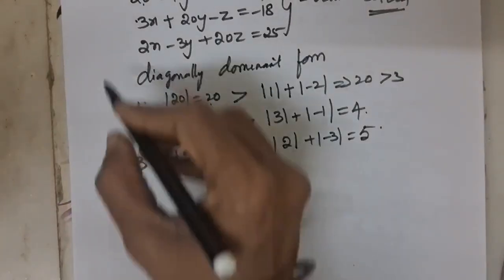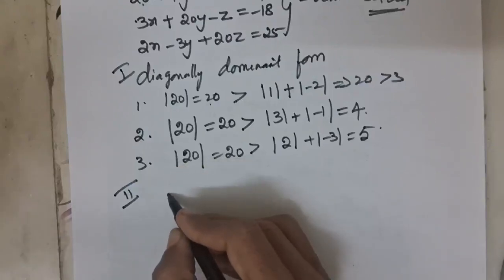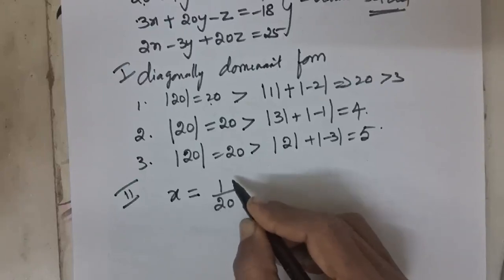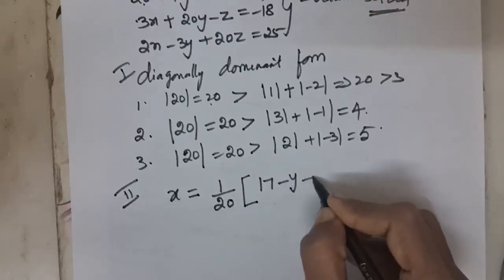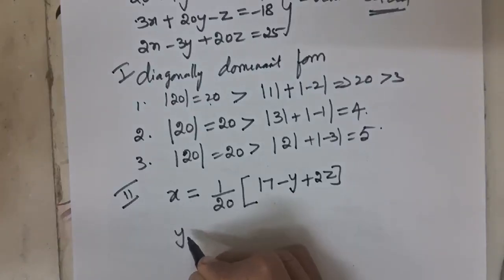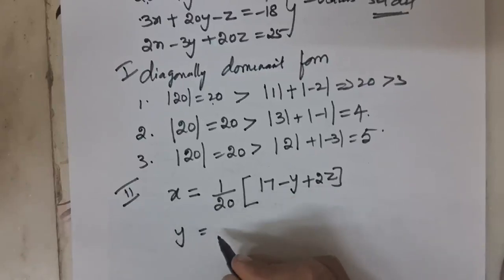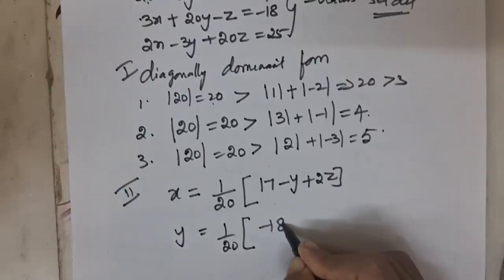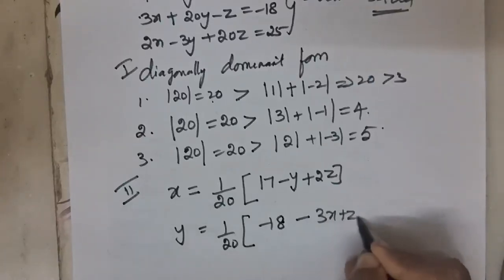The second step is, from the first equation, we write x as: x equals 1 by 20 times 17 minus y plus 2z. And from the second equation, y equals 1 by 20 times minus 18 minus 3x plus z.